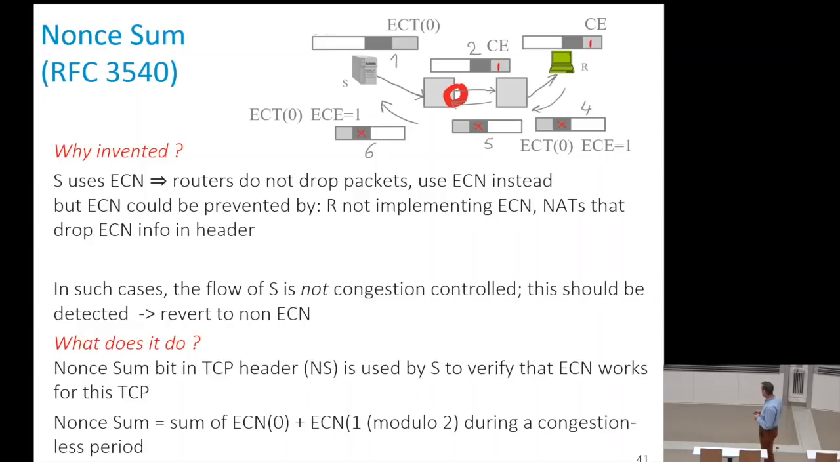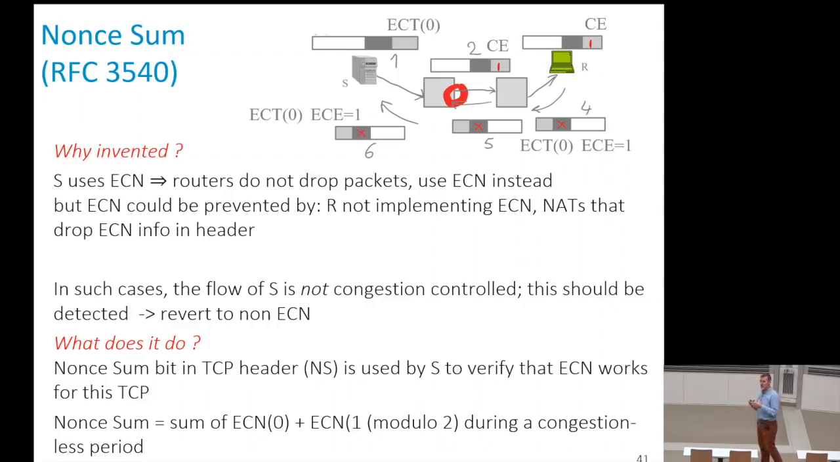The nonce sum was invented to solve additional problems that occur primarily because of what we call middle boxes. Examples of middle boxes are NATs, and that is illustrative of what happens in the internet today. When the internet was deployed, there was no ECN. Then somebody comes and says, well, it would be a good idea to do ECN. But there comes the problem. The internet is deployed, and there are lots of boxes, routers, but also middle boxes that don't necessarily do whatever you would like them to do.